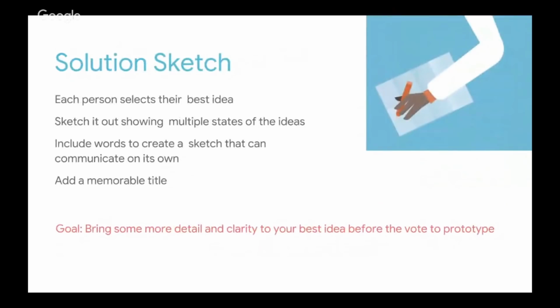Next, we have solution sketch. So after you've done the Crazy Eights, you'll go through a process of sharing and voting, and then you'll put a little bit more detail behind the winning ideas. Each person will select the best idea from the Crazy Eights exercise, and they will sketch out multiple states of that idea to give it a little bit more clarity. You can include words in this sketch to communicate a little bit better, and you can add a title that you'll use to reference it throughout the rest of the day.